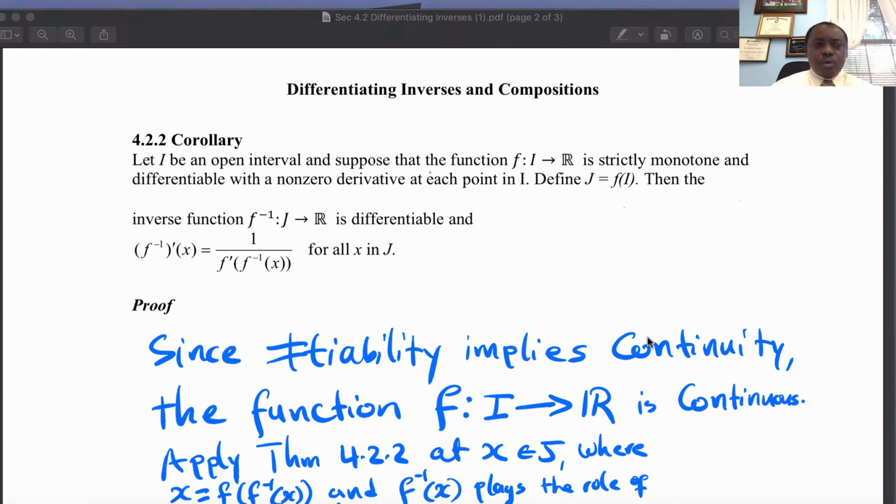Now, here's a very simple corollary that goes with that. Let I be an open interval and suppose that the function f from I to R is strictly monotone and differentiable with a non-zero derivative at each point in I. If J equals f of I, then the inverse function is differentiable and the derivative is given as follows. So that is just what we saw in 4.2.1, except that this time around f is differentiable with a non-zero derivative at every point x in I. So we can then define f inverse prime at the point x for all x in J.